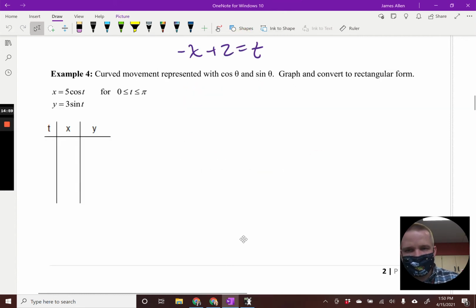All right, so this one gets a little cray here at the end. I think you're going to enjoy it thoroughly. So we have curved movement represented with cosine and with sine. We want to graph and convert to rectangular form. So we're going from 0 to pi.